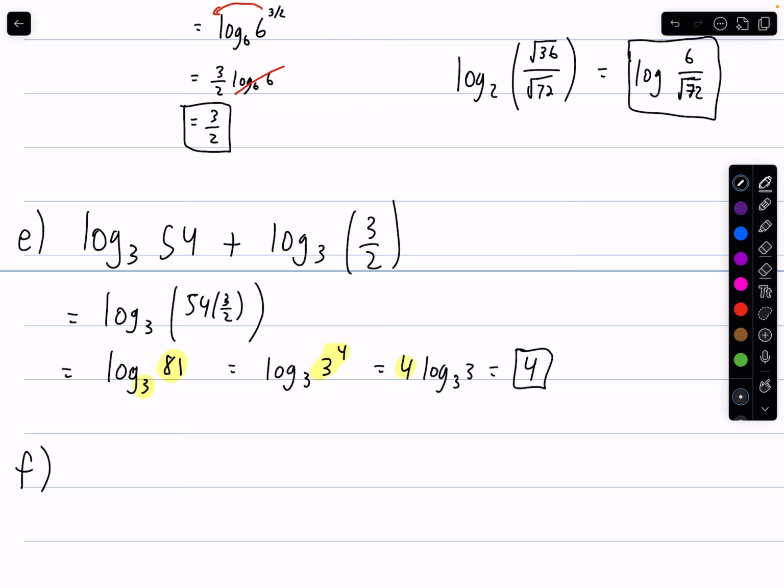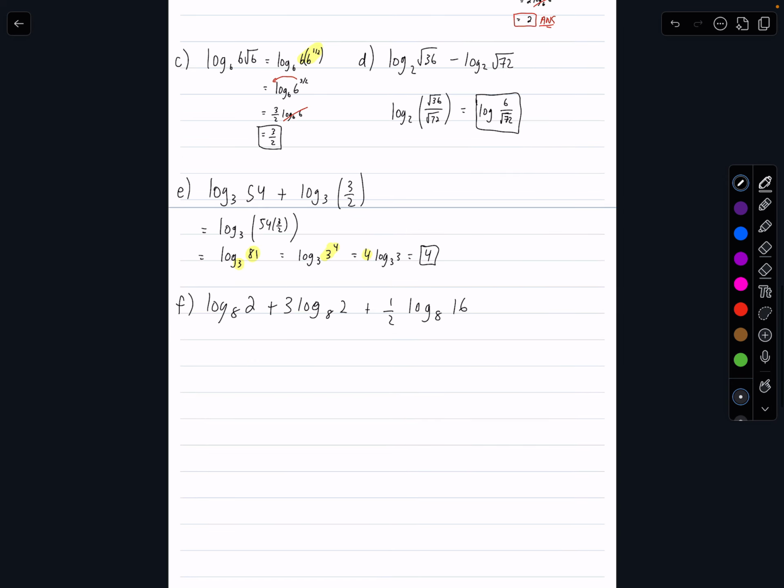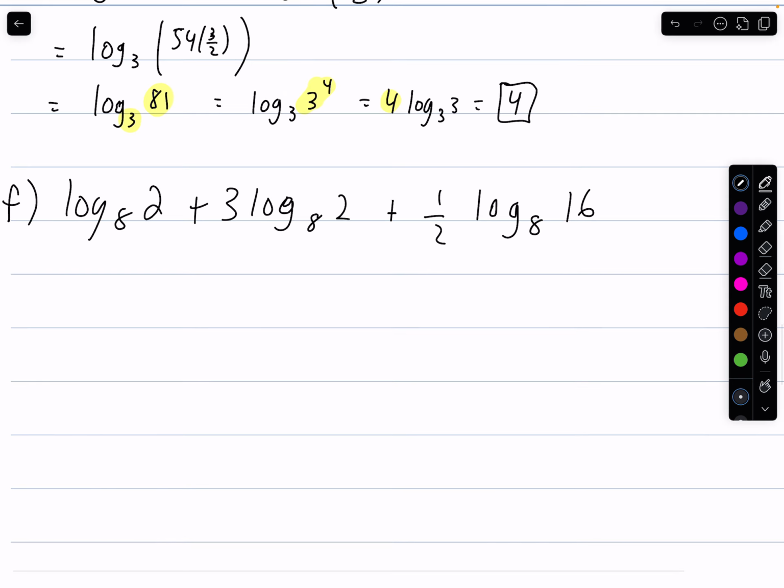And let's go to question F. You have log 8, 2 plus 3 log 8, 2 plus a half log 8, 16. This question is actually really interesting, and I'm going to tell you why. The first guy, we're just going to leave as log 8, 2. But this guy, you see how you have the 3 as the coefficient?